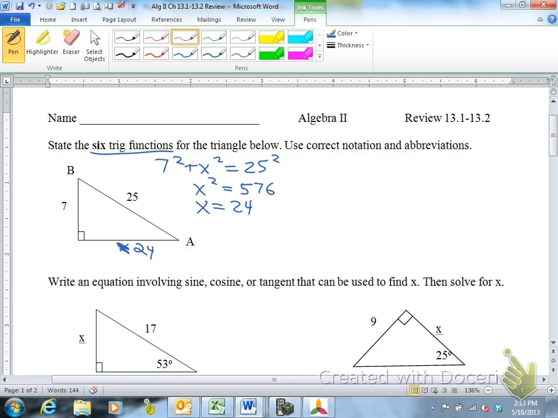And then we can state the 6 trig ratios, sine, cosine, tangent of, we'll do angle A. So sine of angle A would be 7 over 25. Cosine of A would be 24 over 25. Tangent of A would be 7 over 24.